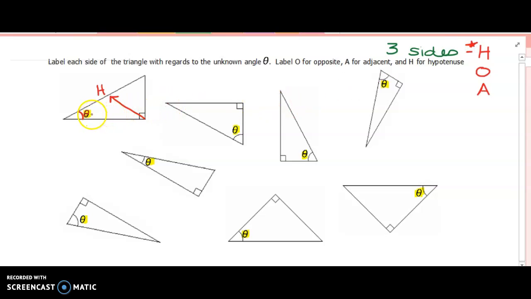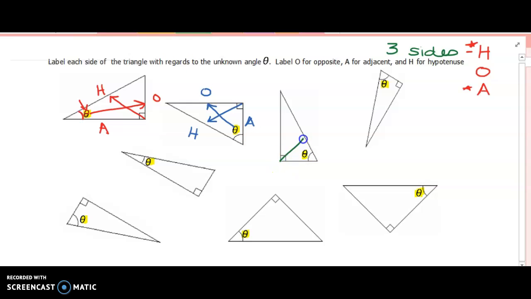The next side is the opposite side. So I want the side that's opposite of this angle here, of angle theta. So this side is opposite. And then the one left over is my A, which is adjacent to this angle that's not the hypotenuse. Okay, I'm going to do that again. I always label my hypotenuse first. The hypotenuse is always opposite of the right angle. I'm going to label the opposite side, so of this angle, the opposite side is over here, and that leaves me with the adjacent.